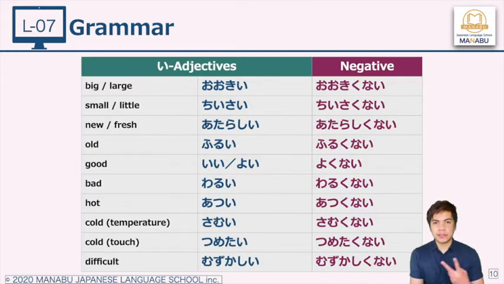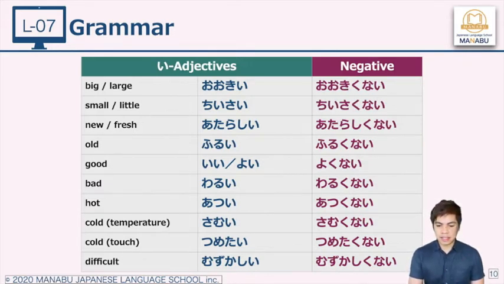But there is an exception. There are two words for good, ii or yoi. They both mean good. But when we transform it to the negative form, we use yoi instead of ii. So you cannot say iikunai. Instead, you will use yoi. From yoi, you drop the i, then add kunai, yokunai.